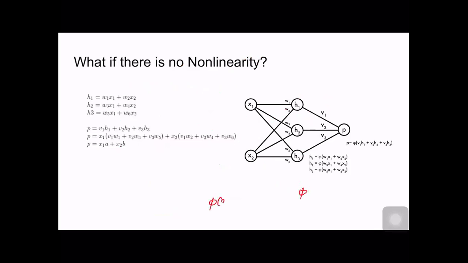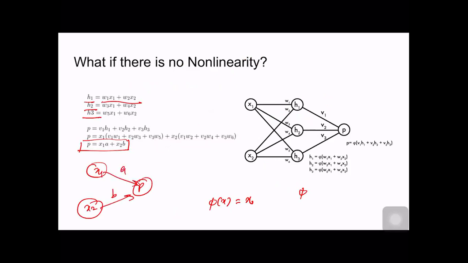So if it was a linear function, you would have something like this. And in that case, your H1 would just be the product of the weights with respect to the inputs, similarly for H2 and H3. And your final P would come out to be something like X1 times A plus X2 times B. So what this means is that if there was no phi, your entire neural net can be summed up as just two constants, A and B. So your hidden layers do not make any contribution to the neural net at all. And that's why these phis or these activation functions are usually nonlinear in nature.